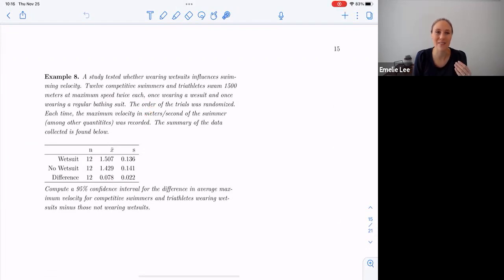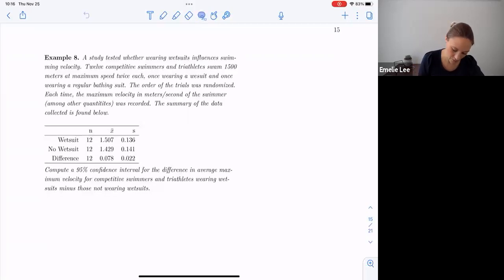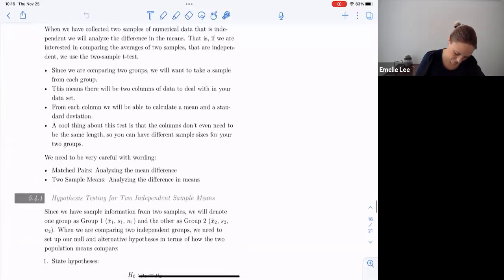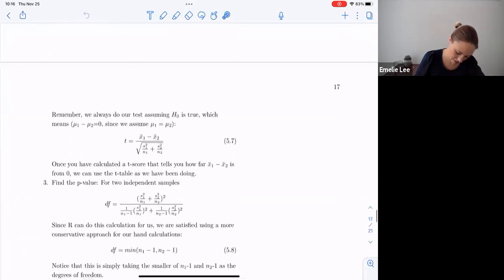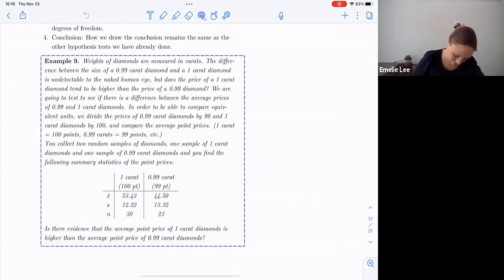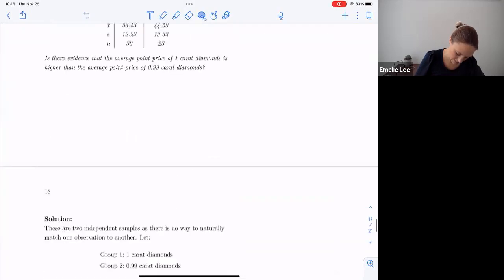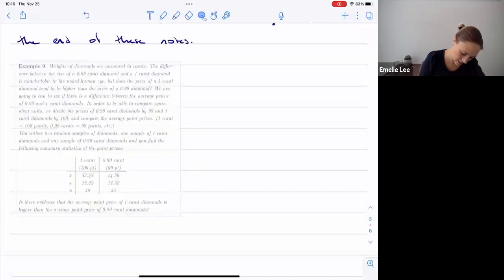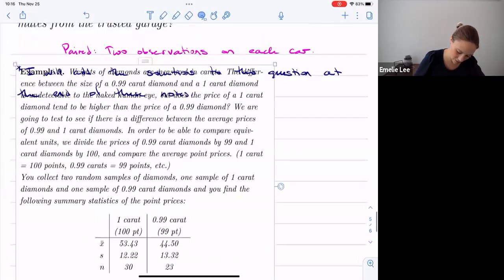So you have swimmers and they're going to be using a wetsuit or not using a wetsuit, and we're checking their times, I think, in swimming. Same thing for this one. I'll add the solutions for this one as well. So this one has the solutions in it, but I want to talk about why it is two independent samples.